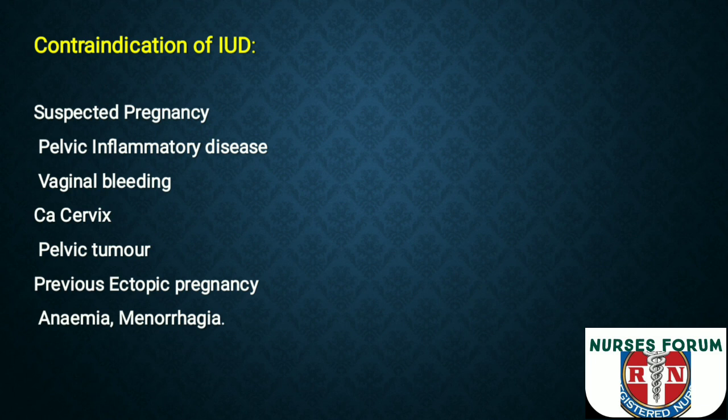Let us see what are the contraindications of IUD insertion. Suspected pregnancy, pelvic inflammatory disease, vaginal bleeding, CA cervix, pelvic tumor, previous ectopic pregnancy, anemia and menorrhagia. These all are the contraindications of intrauterine device insertion.